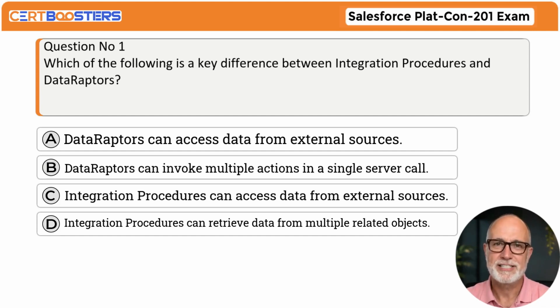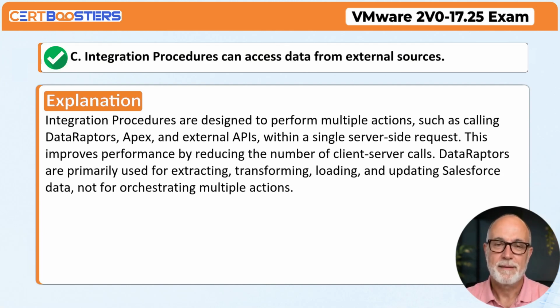Which of the following is a key difference between integration procedures and DataRaptors? A. DataRaptors can access data from external sources. B. DataRaptors can invoke multiple actions in a single server call. C. Integration procedures can access data from external sources. D. Integration procedures can retrieve data from multiple related objects. Correct answer: C. Integration procedures can access data from external sources.